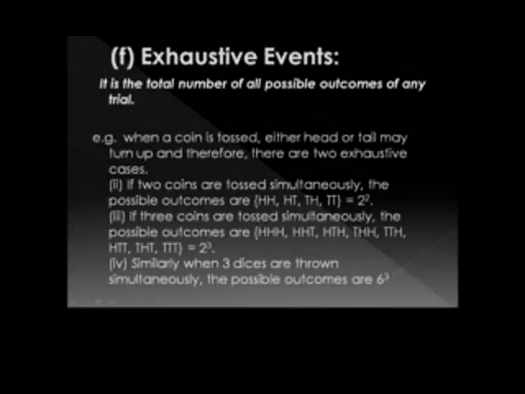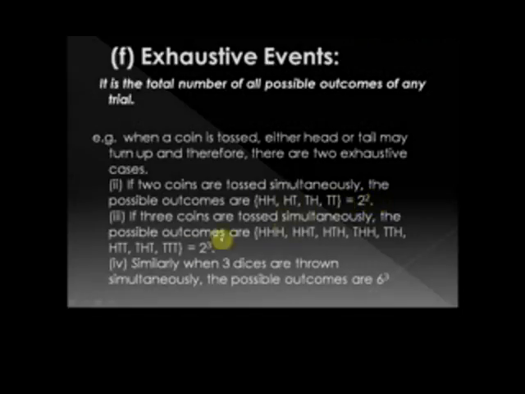The next is exhaustive events. What are exhaustive events? It is the total number of all possible outcomes of any trial. So the total number of all the possible outcomes of any trial or any such experiment is known as exhaustive events. For example, when a coin is tossed, either head or tail may turn up, and therefore there are two exhaustive cases. If two coins are tossed simultaneously, then the possible outcomes are head head, head tail, tail head, tail tail, and so this would be equal to 2 squared. So there are 4 possible outcomes.